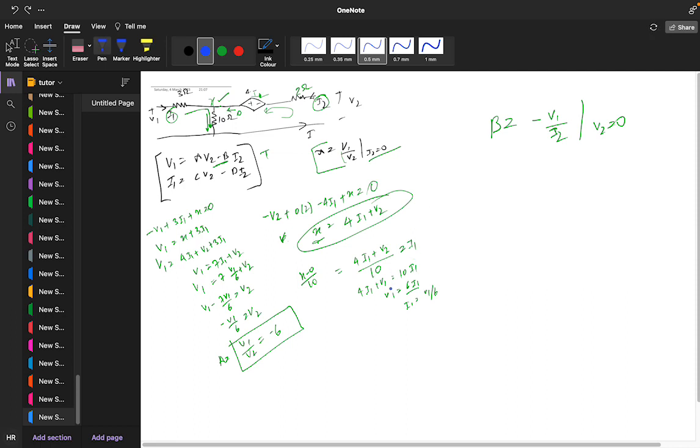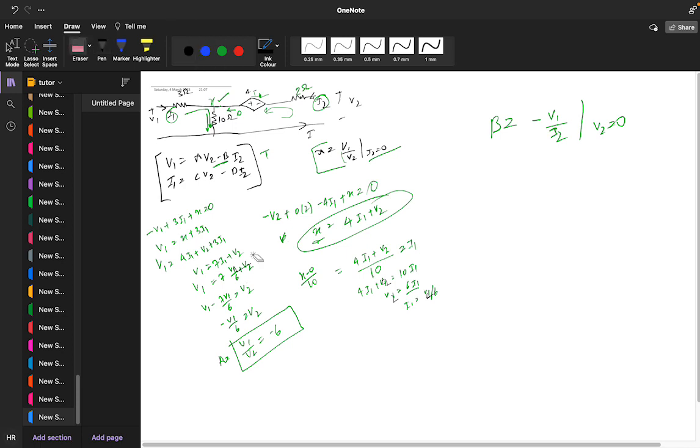So just substitute what you are getting in this equation, and you will get the value of a. If this is V2, I committed a mistake here. I1 is equal to V2 by 6. So I1 is equal to V2 by 6. So what will you get?